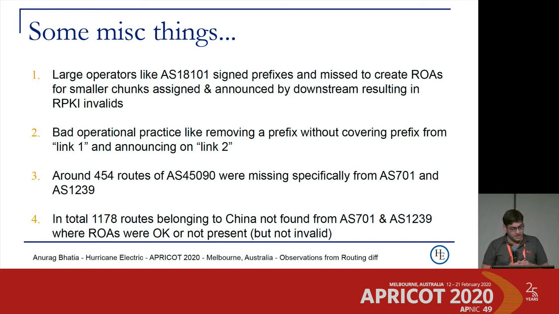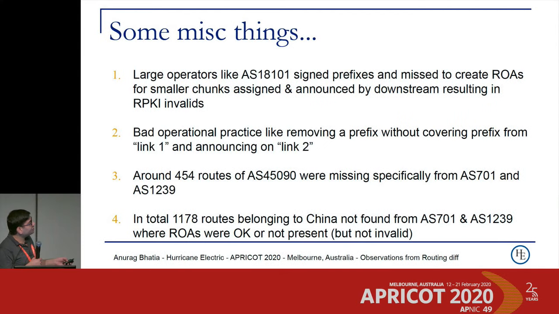Then comes the interesting part, which is that around 454 routes from one of the Chinese networks, AS45090, were missing only from Verizon and Sprint. As I noticed that, I started looking more into the routes specifically from China which are missing in these two networks. It seems like there's actually a high number. Around 1,000 routes out of the entire 30,000 belong to China. And it seems like they're not at all in 701 and 1239. And ROAs were okay. Either they were not present or they were valid. It's not an RPKI-related rejection.